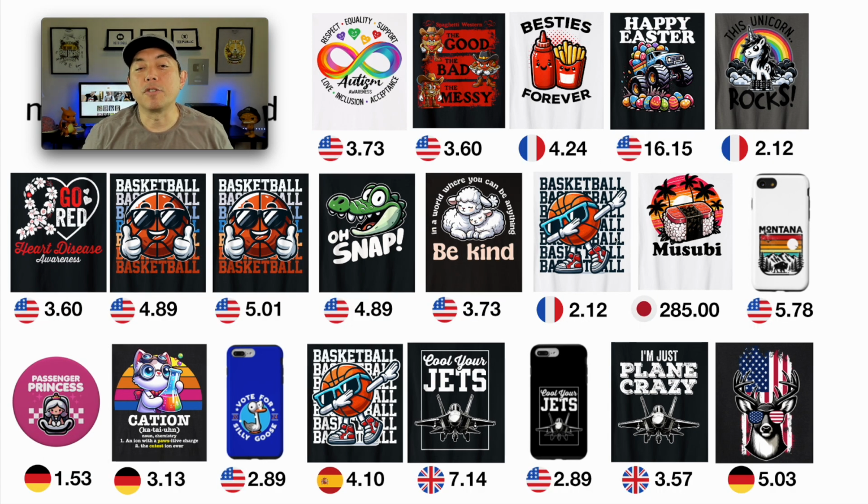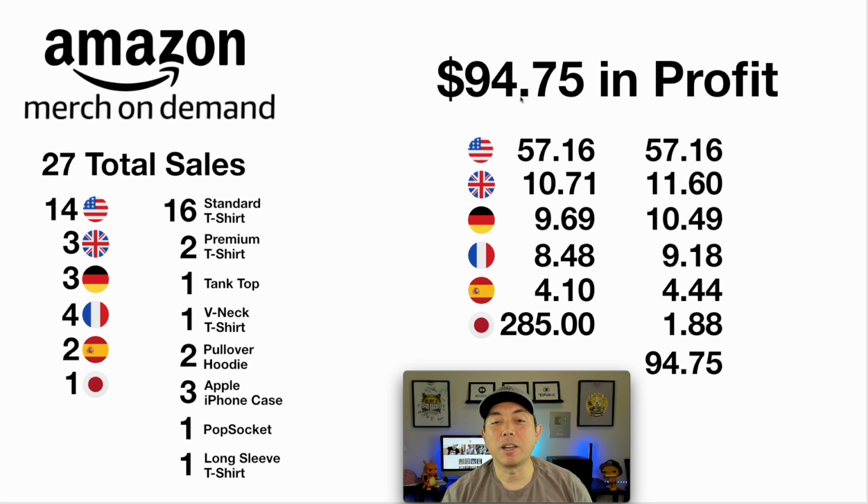Now here's the breakdown of the profit for each one. So you can see I got $373 for this shirt and $578 for selling this and so on. And these are the prices in that country. So these are euros, the French euros, Spanish and UK euros, and Japanese yen. So after breaking it all down, you can see I made $94.75 in profit, almost $100 here on Amazon with my 100 designs that I uploaded. But check this out. I converted it to US dollars here as best I could and kind of got that.